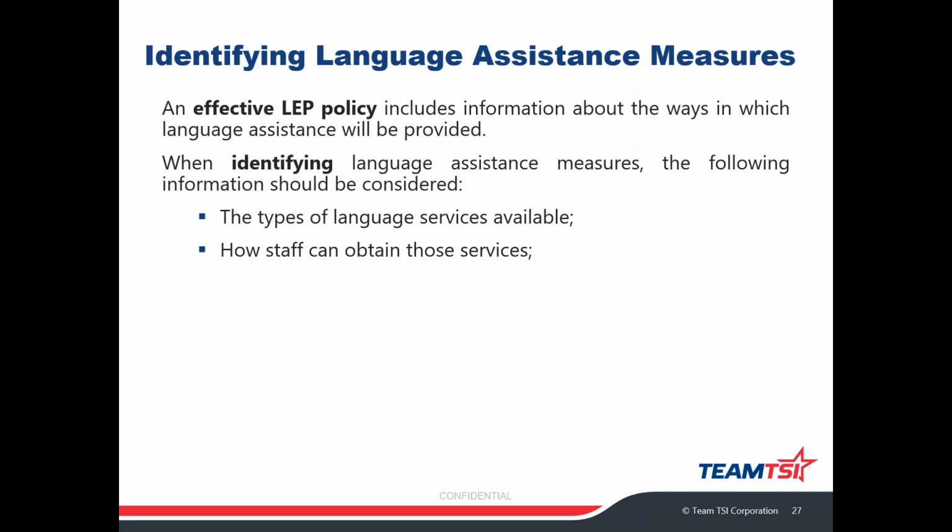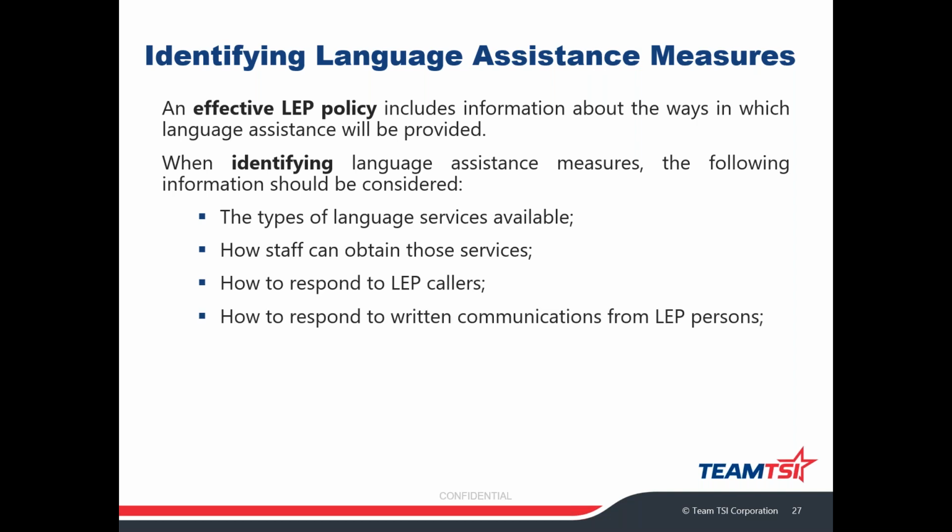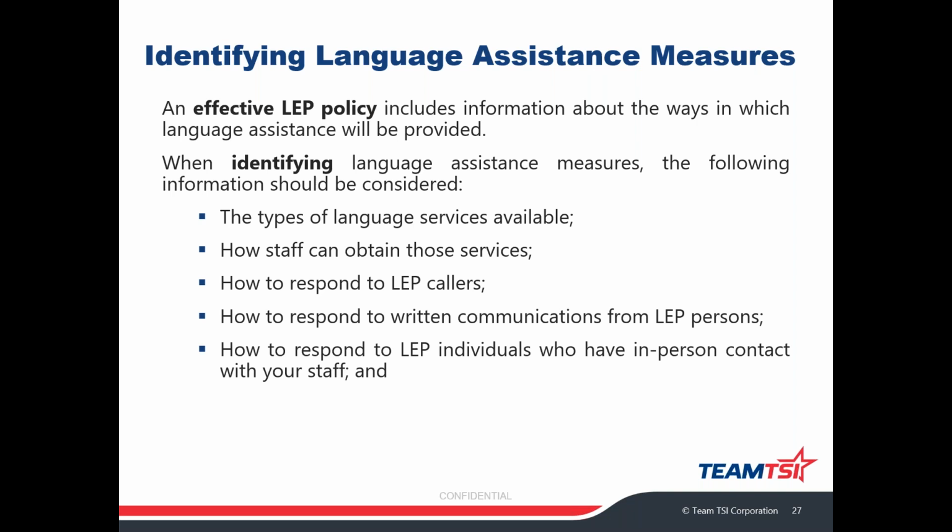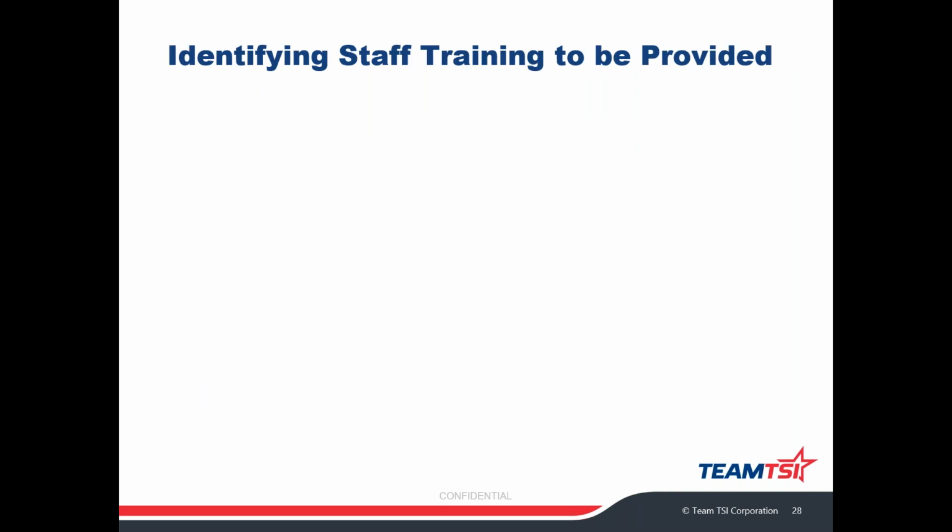So how would the staff obtain access to them? And how does the staff respond? How to respond to written communication, and how to respond to individuals who have in-person contact with your staff. So your policies and procedures are going to address these. And how to ensure competency of interpreters and translation services. How will the facility verify that? How will they ensure that the information is being translated accurately?